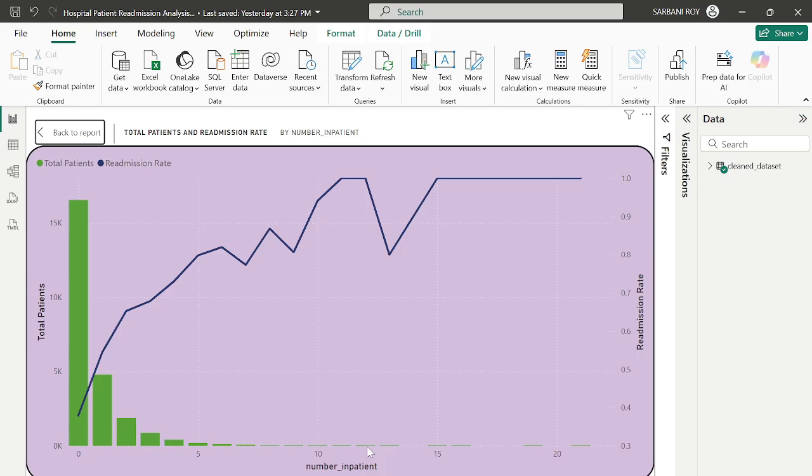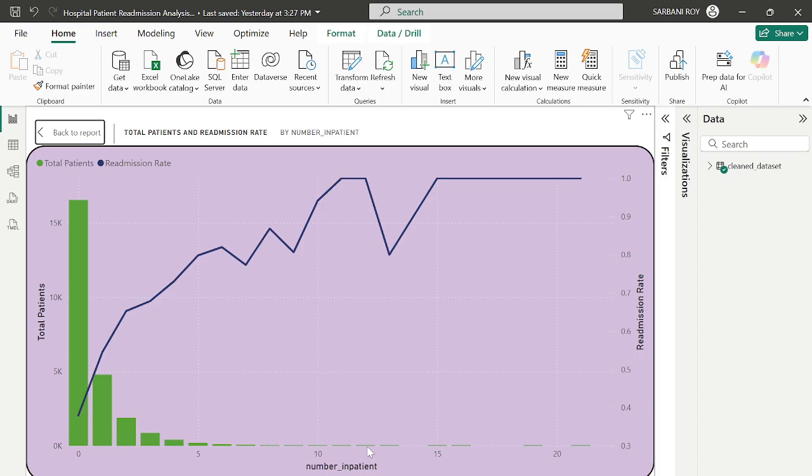Very few patients have high inpatient visit numbers, and this means repeated hospitalization is rare but important. This is expected because only chronic or severe patients tend to be admitted repeatedly.